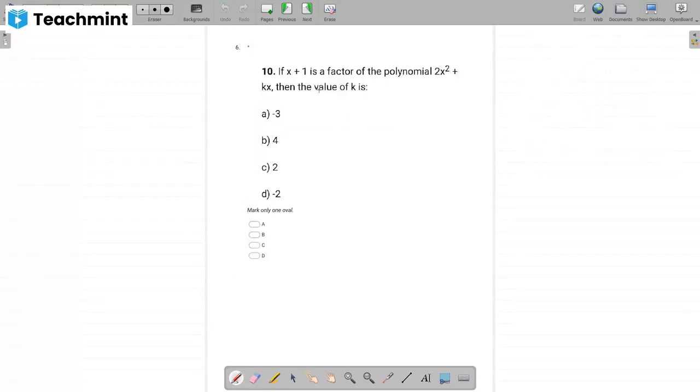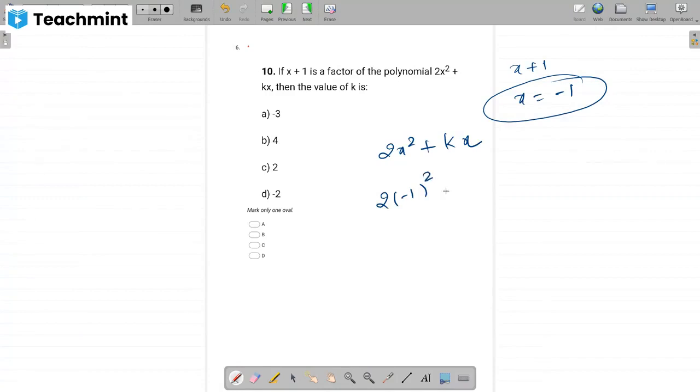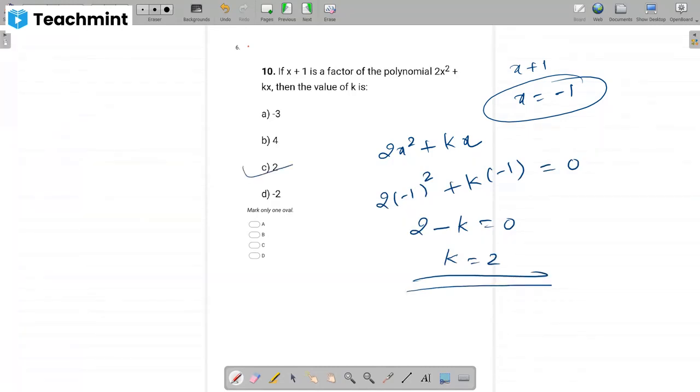Next question is, if x plus 1 is a factor of this polynomial, then find the value of k. In the previous question we have seen that if x plus b is a factor, so if we are given a factor, it means that value of x will satisfy the polynomial. Okay, so here x plus 1 is a factor, so when you put x equals to minus 1, this polynomial becomes 0. So 2x square plus kx is a polynomial. So when you put x equals to minus 1, this polynomial becomes 0. So 2 multiplied by minus 1 square plus k multiplied by minus 1 is equals to 0. So when you simplify, you'll get 2 minus k equals to 0 or k equals to 2. So the correct answer is C, 2.